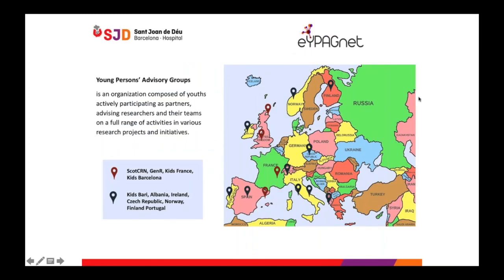This is the slide that I mentioned that summarizes the groups that are working at this moment or in the process to grow up around Europe. YPACnet is the European Young Persons Advisory Group Network. We have the recognition of the EMPRIMA. EMPRIMA is the Pediatric Networks Research of the European Medicines Agency.